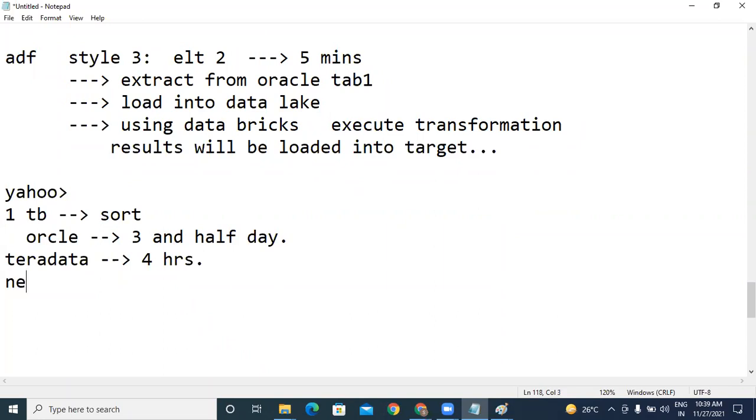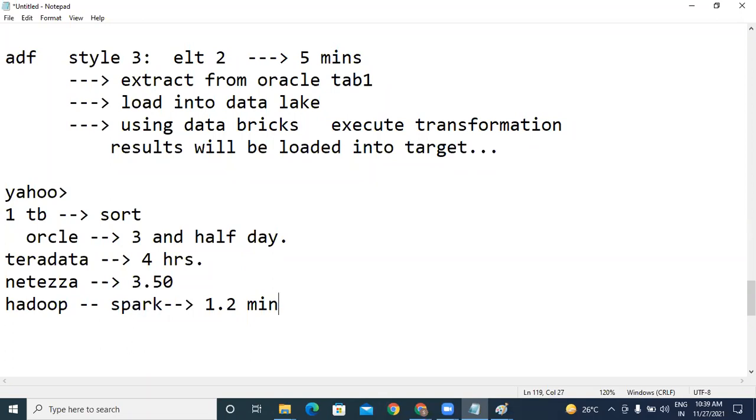After that, tested with Netezza. It has taken 3.5 hours max, 3 hours 50 minutes, like this, almost near time. And finally, they tested with Hadoop. Got it. In Hadoop, by using the execution engine called Spark, it has given 1 TB sort in 1.2 minutes, not hours.